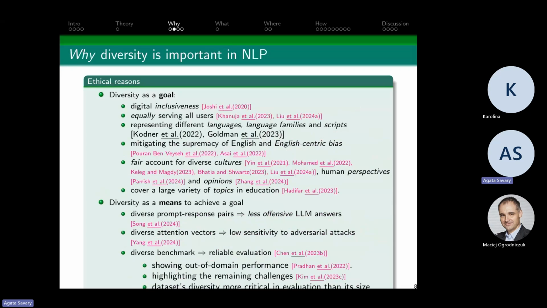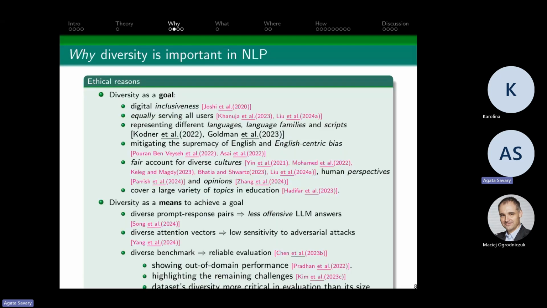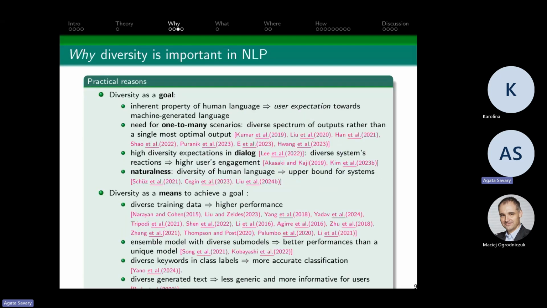And now the last type of motivation is here. Diversity as a means to achieve a practical goal. And we have many examples of performances which grow because the training corpus is more diverse in different domains: parsing, generation, translation, and so on.